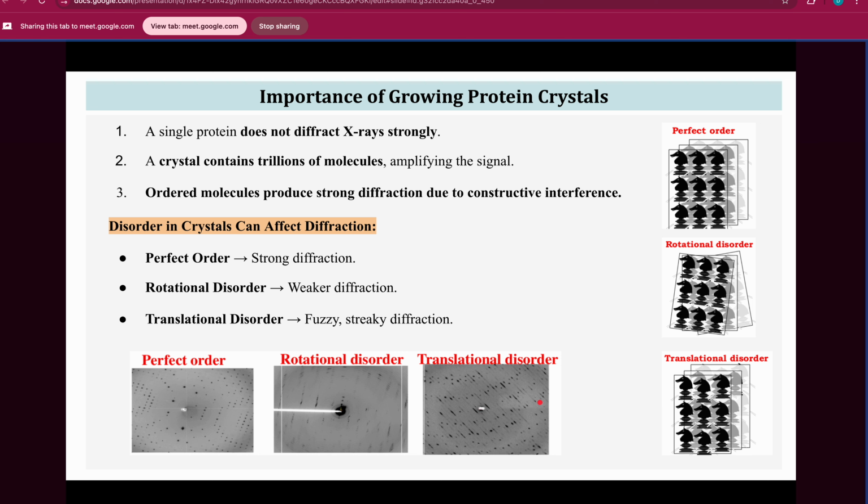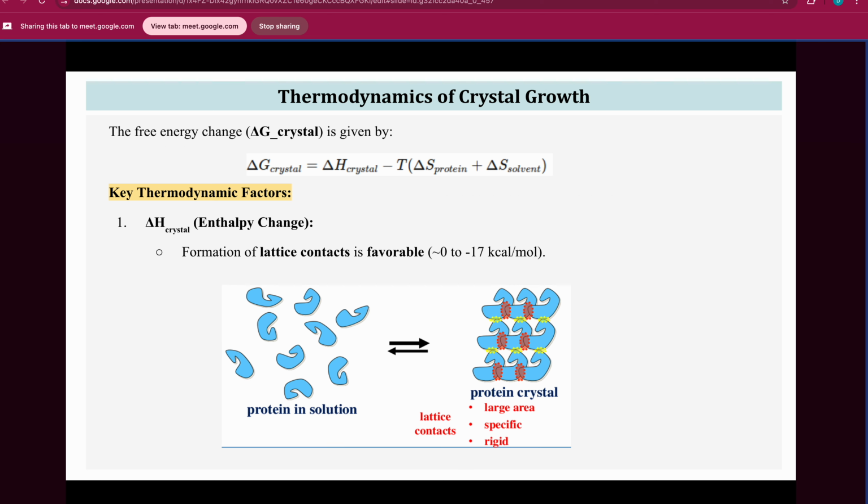So this slide shows that yes, we need protein crystals for X-ray crystallography. We cannot directly work with single proteins. And other than this, it also tells that we need crystals which should be in proper order to obtain a strong diffraction pattern so that we can generate the atomic resolution picture of that particular protein. So this shows the importance of why we need the protein crystals.